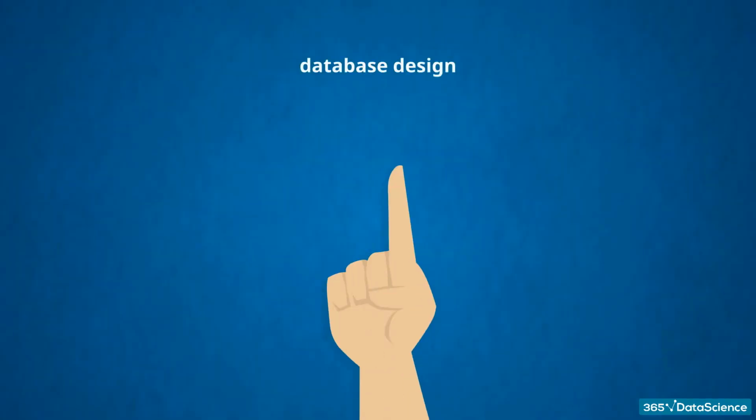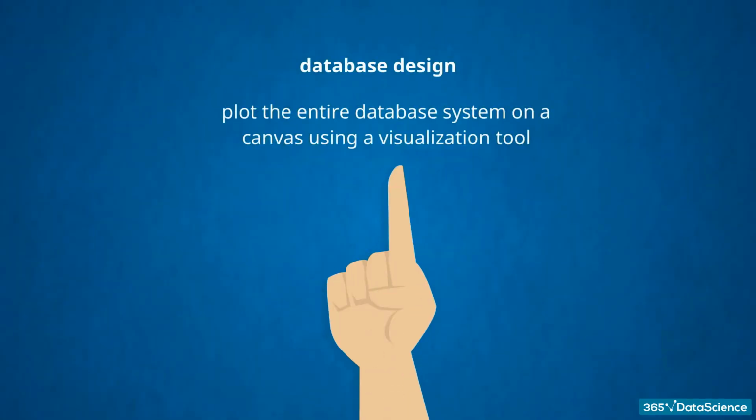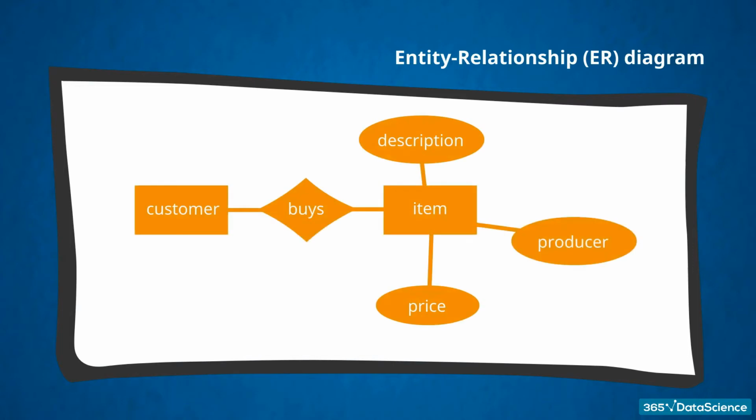What do database designers actually do? They plot the entire database system on a canvas using a visualization tool. There are two main ways to do that. One is drawing an entity relationship diagram, an ER diagram for brief. It looks like this. And, as its name suggests, the different figures represent different data entities and the specific relationships we have between entities. The connections between tables are indicated with lines.